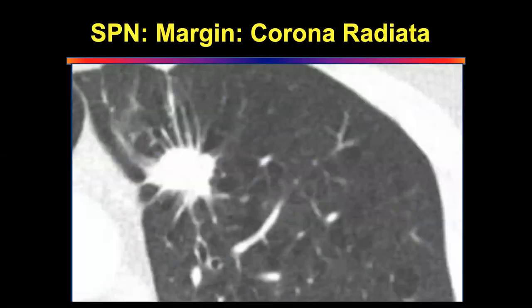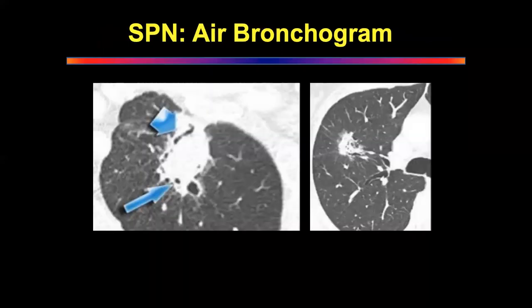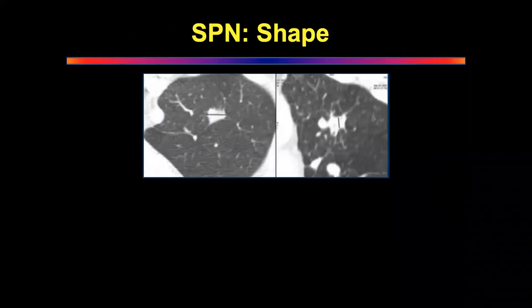All right? So this is the corona radiata that you see. This is a rim enhancement. Can you see the rim enhancement? So cystic lesions in the middle and rim enhancement in there. This is classical, adenocarcinomas can show that. Sometimes you might see air bronchogram through the density. So the sizes and shapes can give you a clue. What are the types of shapes that you can see?